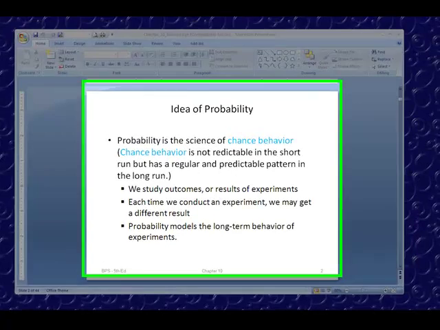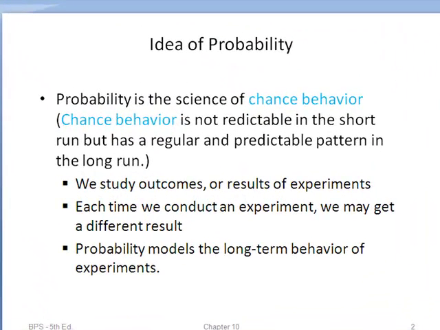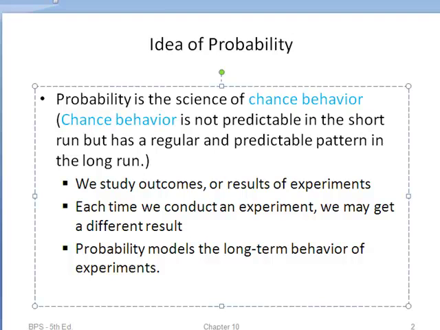So probability is the science of chance behavior. Chance behavior is not predictable in the short run, but has a regular and predictable pattern in the long run. We study outcomes or results of experiments, and each time we conduct an experiment, we may get a different result. Probability models the long-term behavior of the experiment. So probability is going to relate uncertain short-term results to long-term predictability.